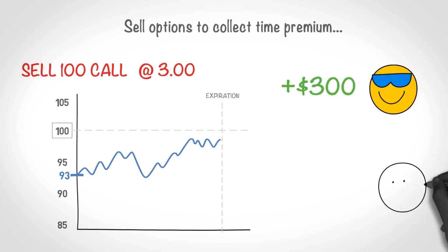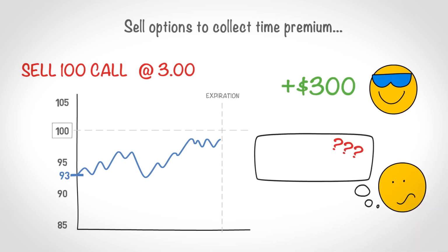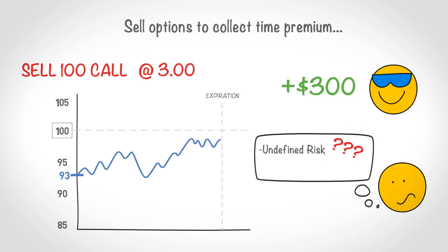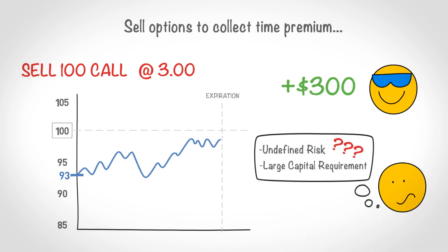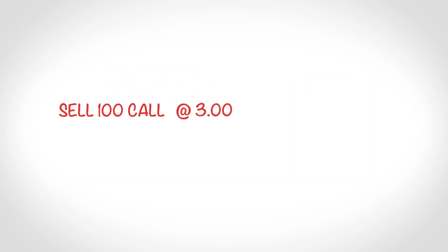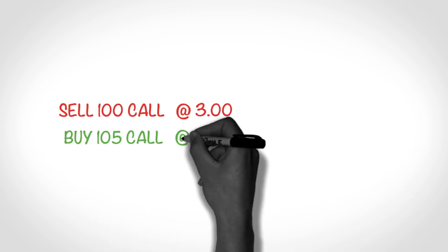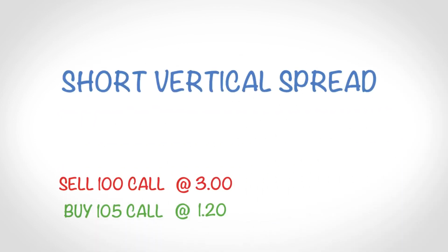However, there are a few problems with this that keeps the majority of traders away from selling premium. Number one, we don't know our max risk. Netflix could skyrocket and blow right through the 100 strike. Number two, the capital requirement to sell this option could be very large. So what can we do to combat these two problems? Well, in addition to selling the 100 strike call for $3, we could also simultaneously buy the 105 strike call for, let's say, $1.20. This is called a short vertical spread.